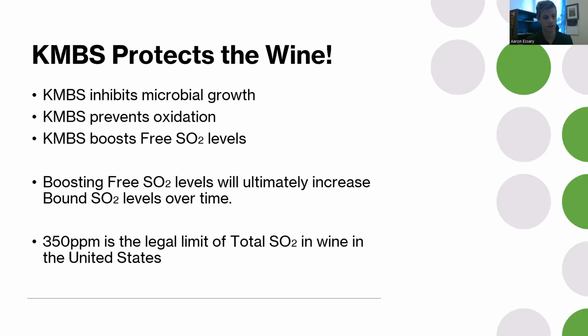So just know that, and again, 350 parts per million is the legal limit of total SO2 in the United States. So please do not go over that number. In fact, it's kind of hard to go over that number. If you know what you're doing, you won't ever get close to it. But just know, if I'm ever boosting my free SO2, I'm going to increase my bound SO2 over time. And again, total SO2 is just free SO2 plus bound SO2. That's why you don't add KNBS every month just to add it. Measure it, make sure you have protection. If you don't have protection, add free SO2. But know that by adding free SO2, I'm going to increase my bound SO2 over time.